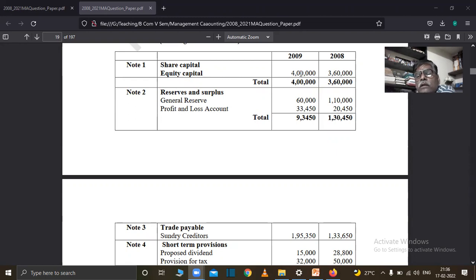So in the year 2009 it is 4 lakh. In the year 2008 it is 3,60,000. So if you write in reverse order, there is an increase of 40,000. Increase of 40,000 may be issue of shares. General reserve 1,10,000, 60,000. So general reserve decreased. Decrease in the general reserve means utilization of general reserve. Which purpose the general reserve is utilized, you have to find out.